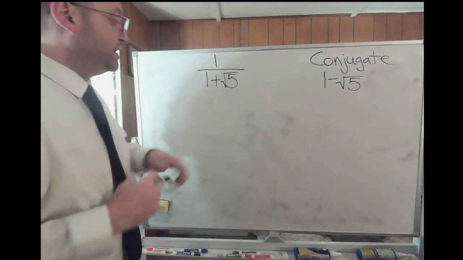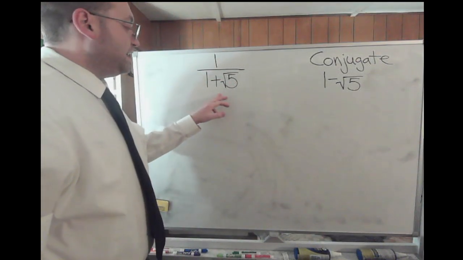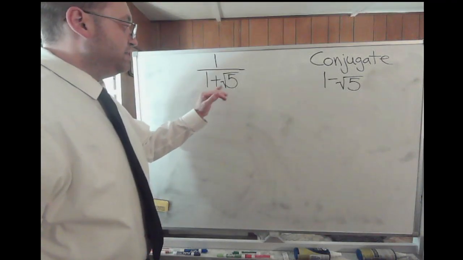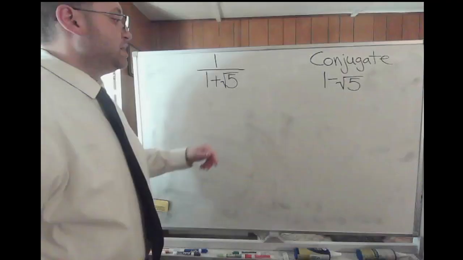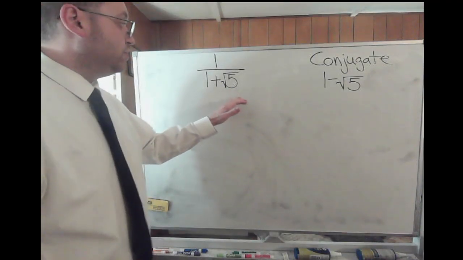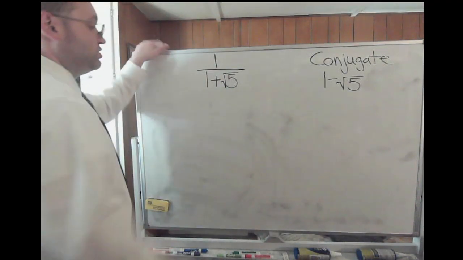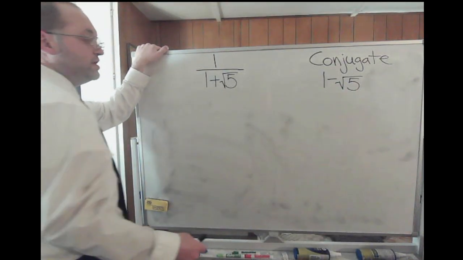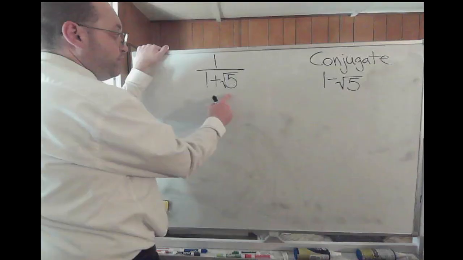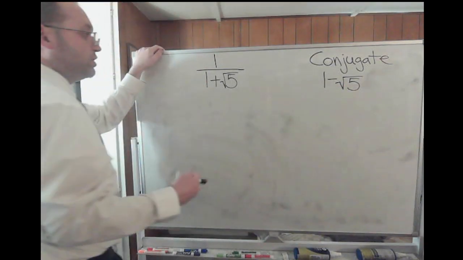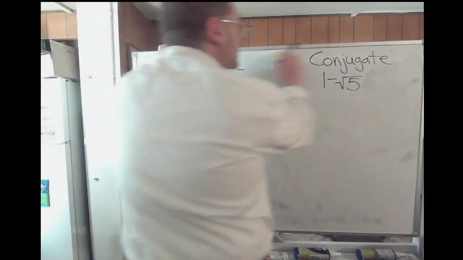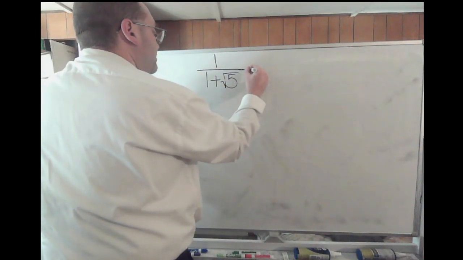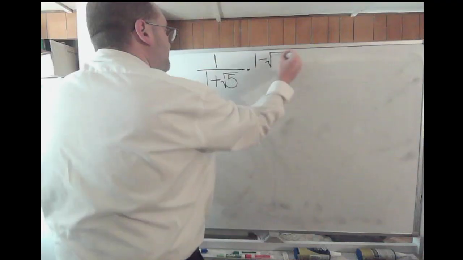So basically the idea is on the bottom you want to get a difference of 2 squares. And that would get rid of the square root, so you multiply it by the conjugate. If you have 1 plus the square root of 5, the conjugate is 1 minus the square root of 5. Now if this were 1 minus the square root of 5, the conjugate would be 1 plus the square root of 5. So let's go ahead and multiply it by the conjugate here. You have to multiply both numerator and denominator by the conjugate.